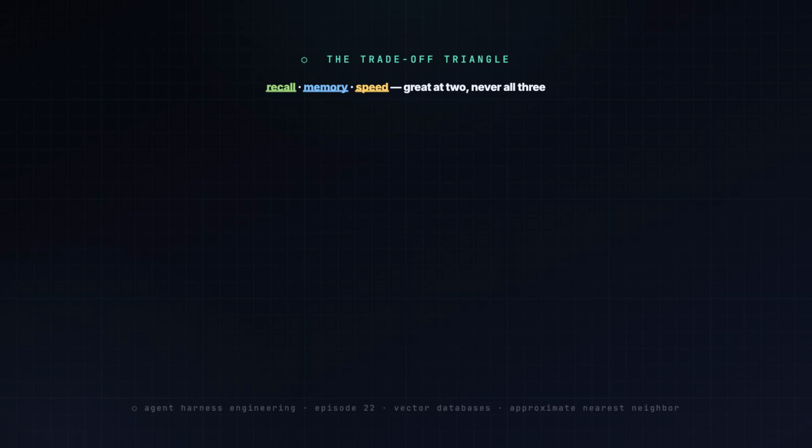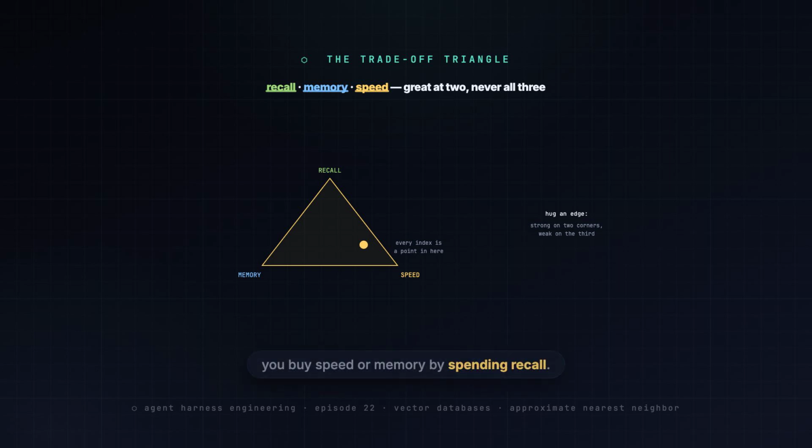And that trade is governed by a triangle, 3 corners. Recall: did you actually find the true nearest neighbors? Memory: how much RAM the index eats. Speed: how fast a query returns. You can be great at any two. You cannot max all 3 at once. Every index structure is just a different point inside this triangle.